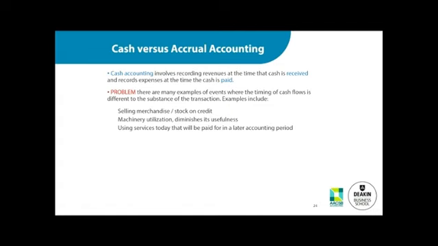Using services today that will be paid for in a later accounting period. The electricity which we use until 30th of June, say 2018, the bill is paid, say, sometime in August 2018. Under cash accounting, we cannot account for these expenses until August when we pay. But accrual accounting says no, the expense was incurred by 30th June, therefore we need to account for the expense on 30th June. Although it is not paid, we have to account for it. That is the accrual base. And waiting until 30th of August, that is the cash base.